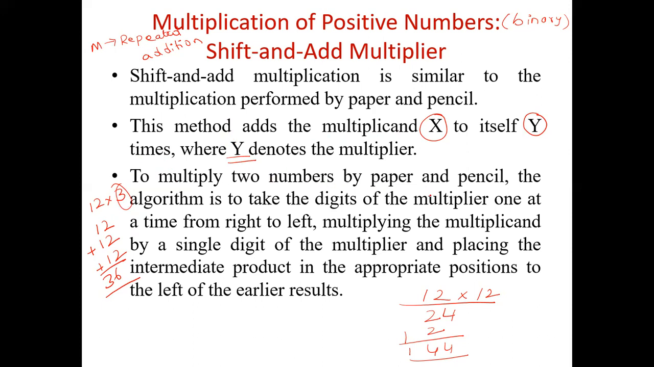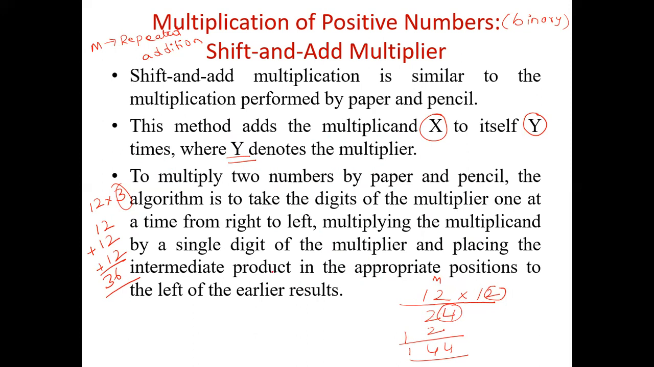So to multiply two numbers by paper and pencil, the algorithm is to take digits of the multiplier one at a time. Yes, obviously I will take one at a time from right to left, multiplying the multiplicand, by placing a digit of the multiplier and placing the intermediate product in the appropriate position to the left of the earlier result. So if I do 2 into 2, 4, and then 2 into 1, 2, I am placing the value in the appropriate position to the left of the earlier result. That is the meaning.